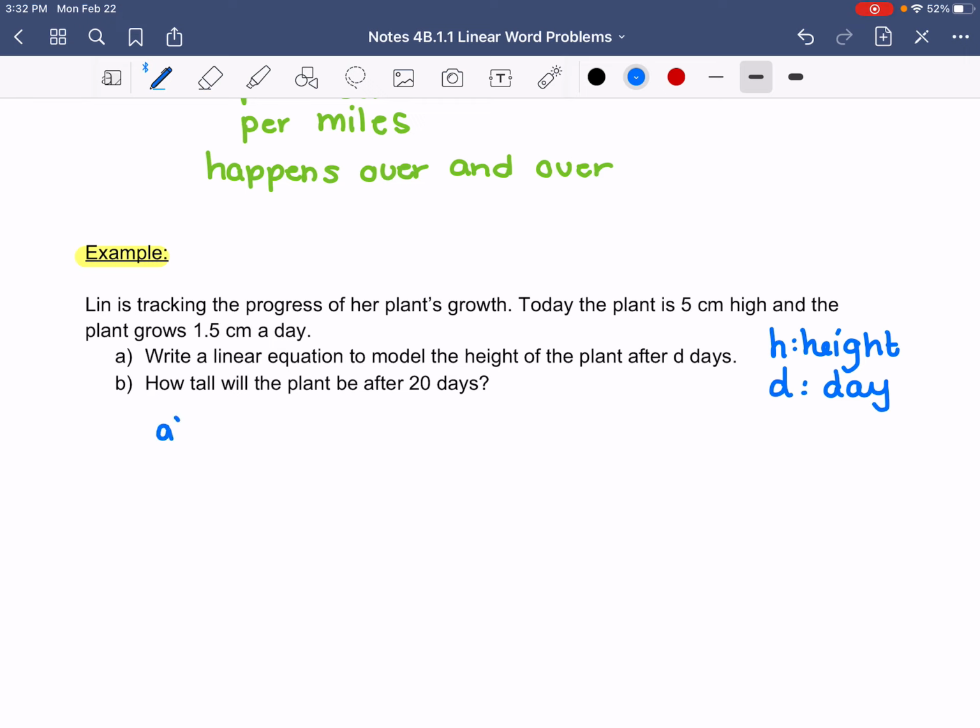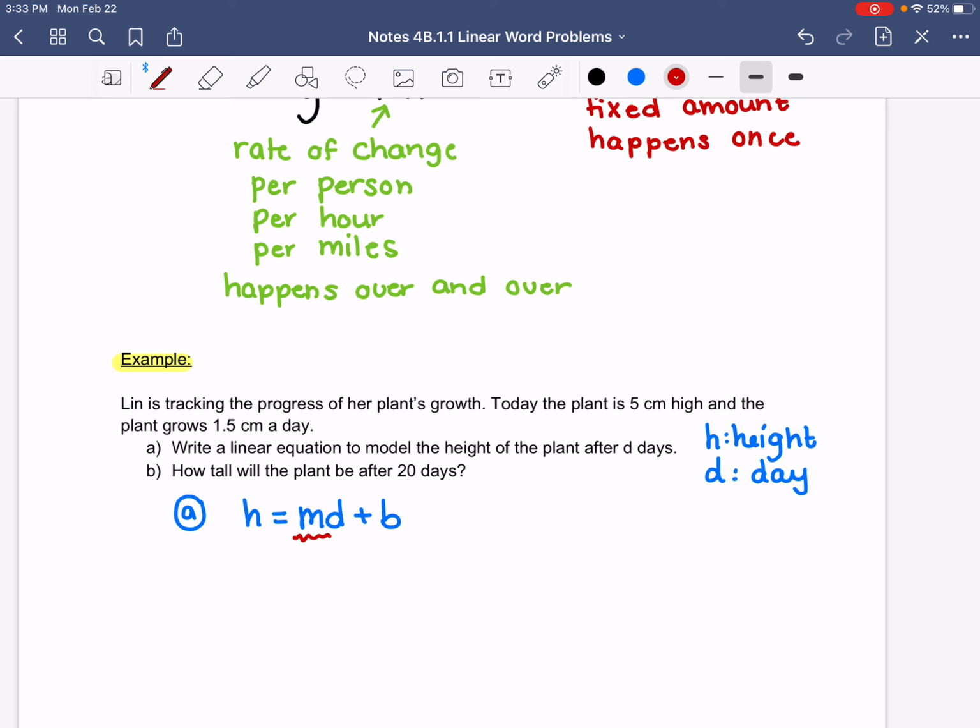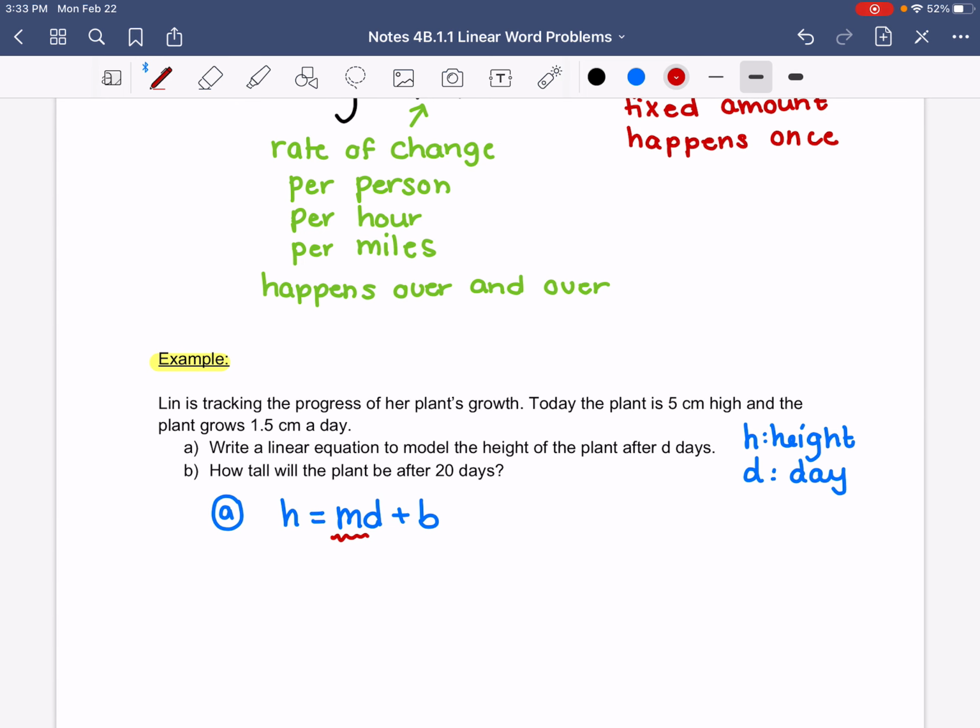Part A says, write a linear equation to model the height of the plant after D days. So instead of y equals mx plus b, we're going to use H equals md plus b. What we want to do is decide our slope. Remember, this is your rate of change. It's per person, per hour, per whatever. If you notice, it says the plant grows 1.5 centimeters a day, so 1.5 centimeters per day. That means our m is that 1.5.